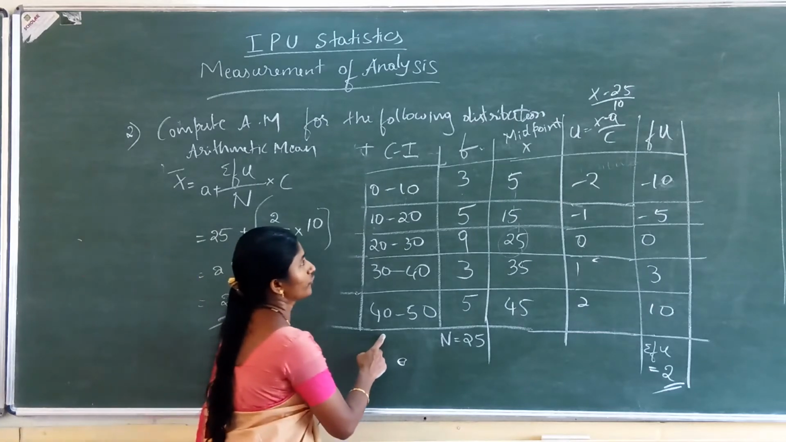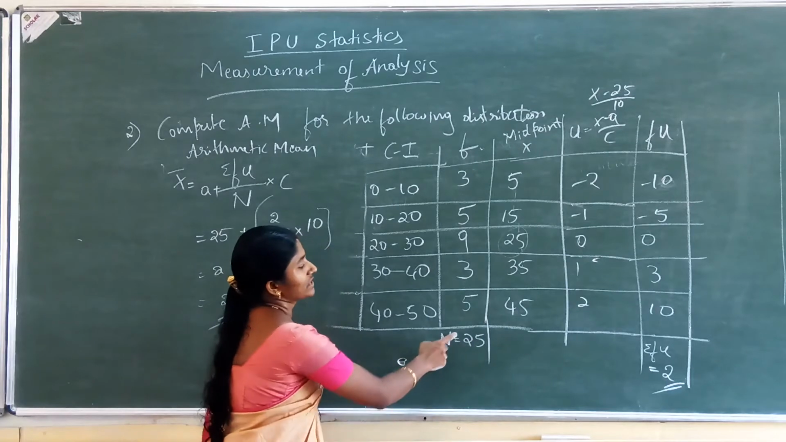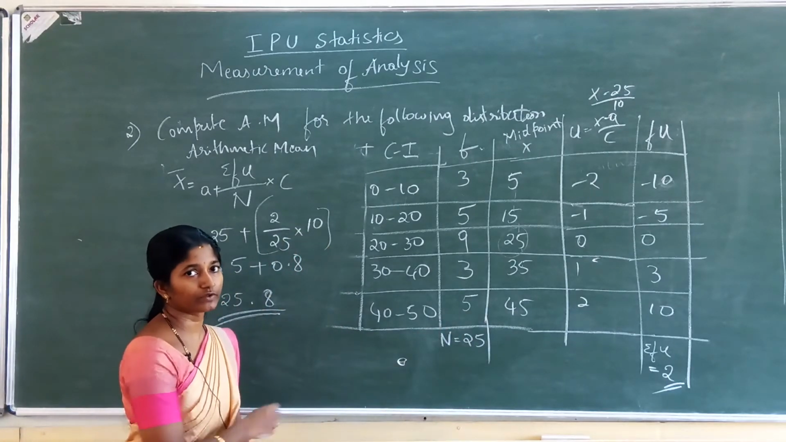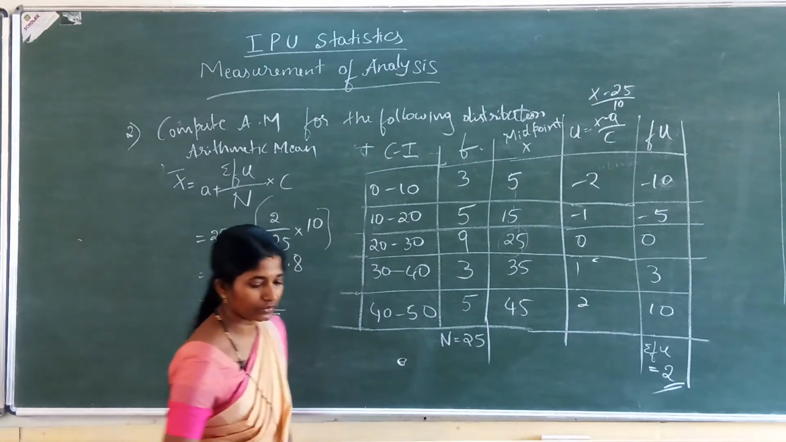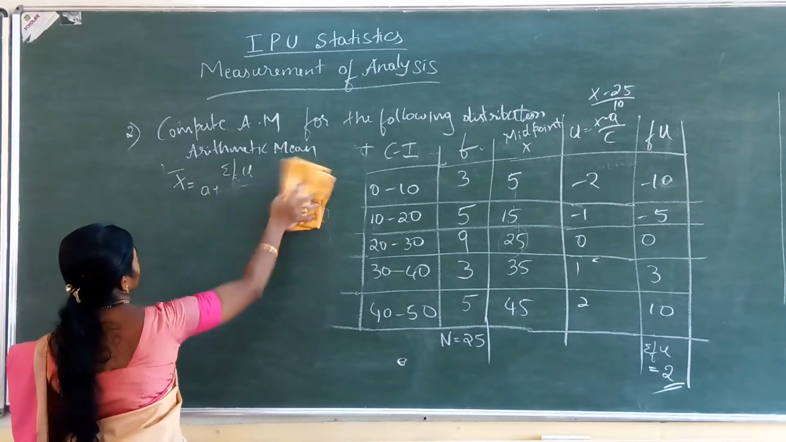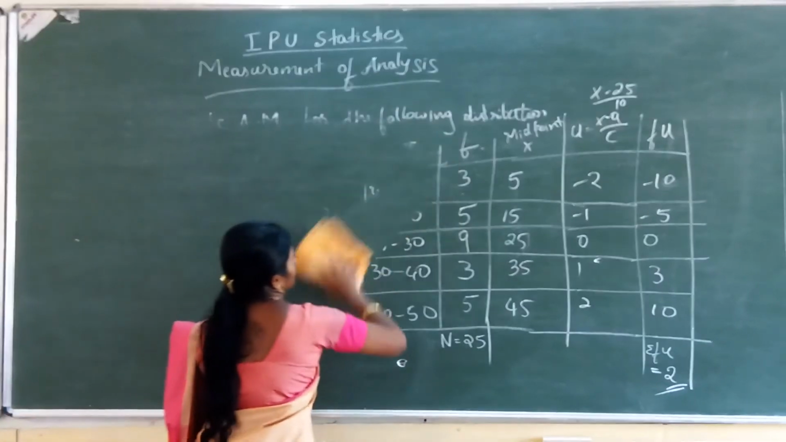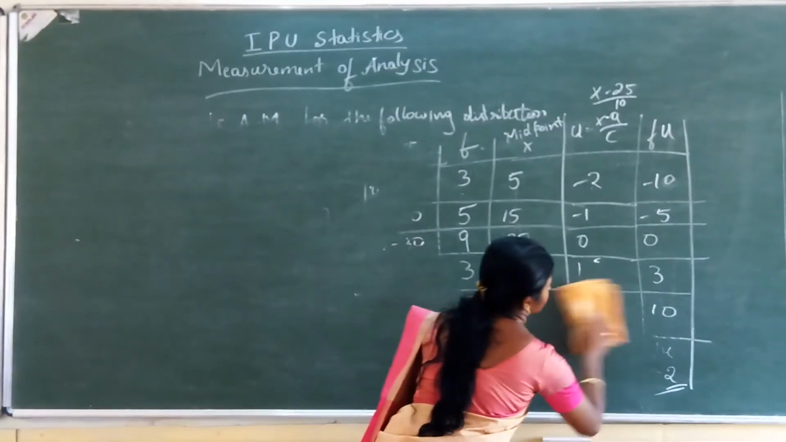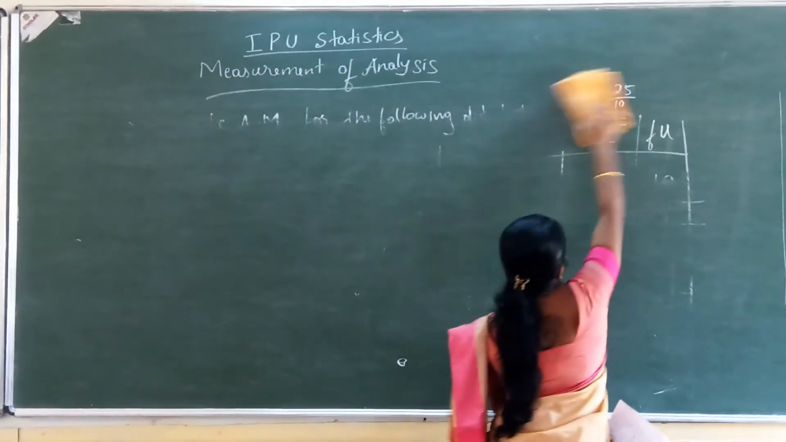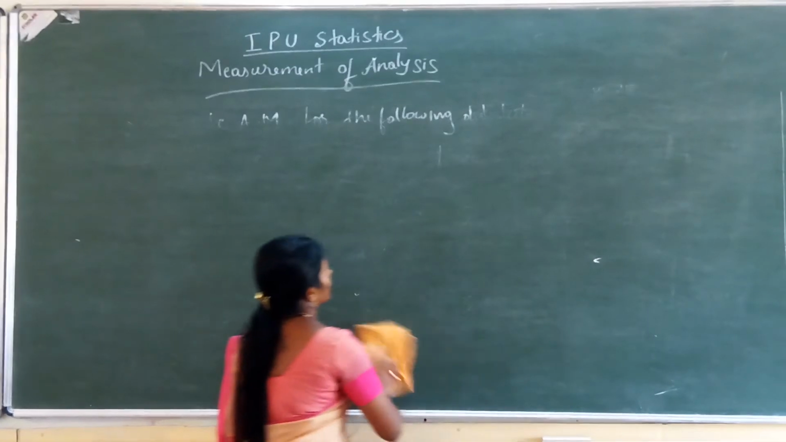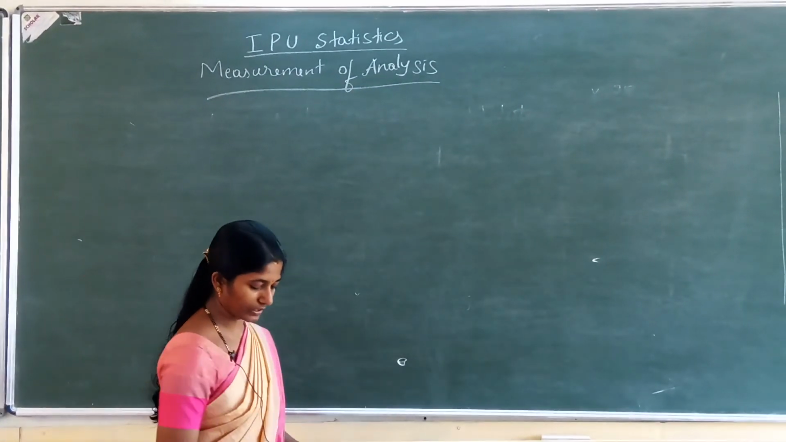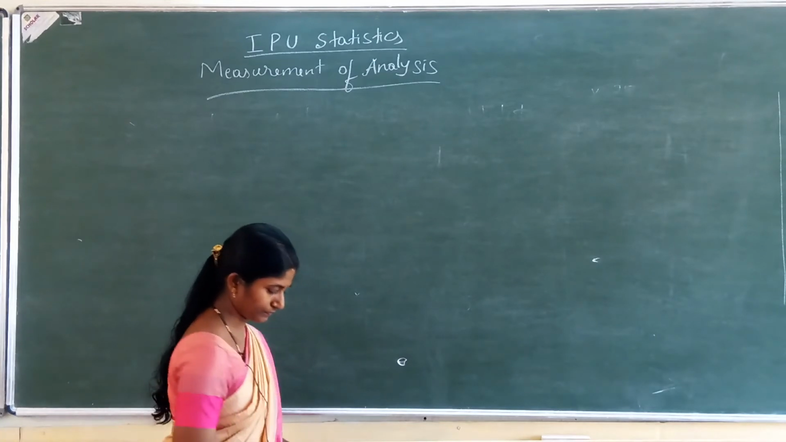See, when the less than cumulative frequency is given, carefully you have to find out the frequency. Afterwards calculate it using the direct or a shortcut method. So we have completed the less than cumulative frequency distribution. Then I will go for the continuous more than cumulative frequency distribution.